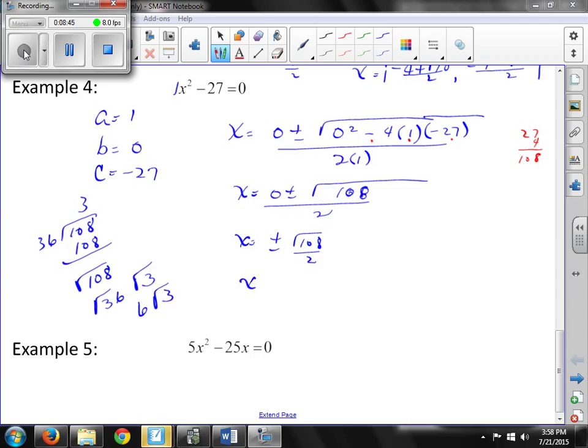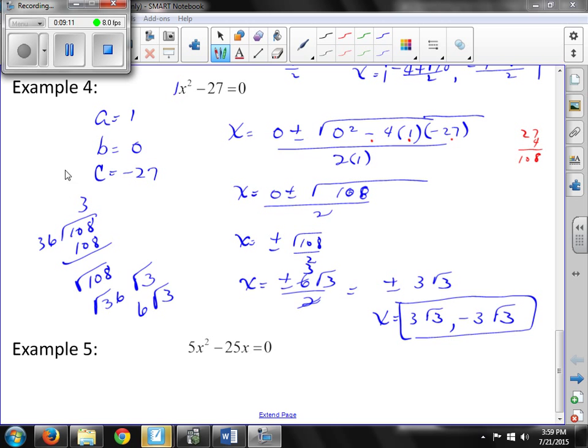So we have x is equal to plus or minus 6 square roots of 3 over 2, which is equal to plus or minus 3 square roots of 3, because 2 goes into 6 3 times, it just reduces to 3 square roots of 3. So our solutions are x is equal to 3 square roots of 3 and negative 3 square roots of 3.